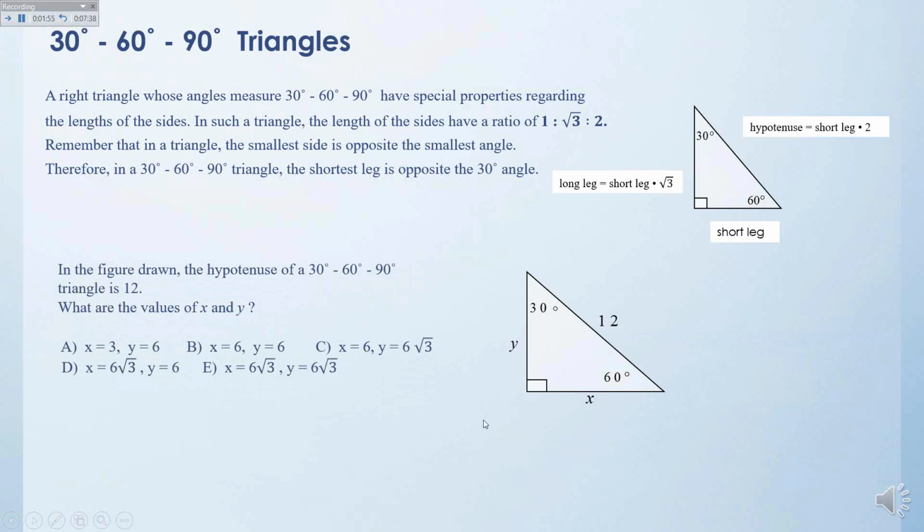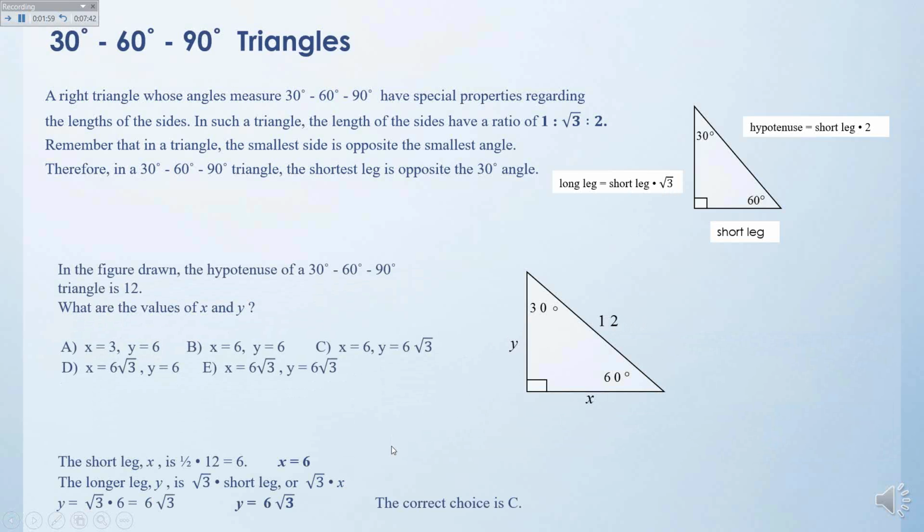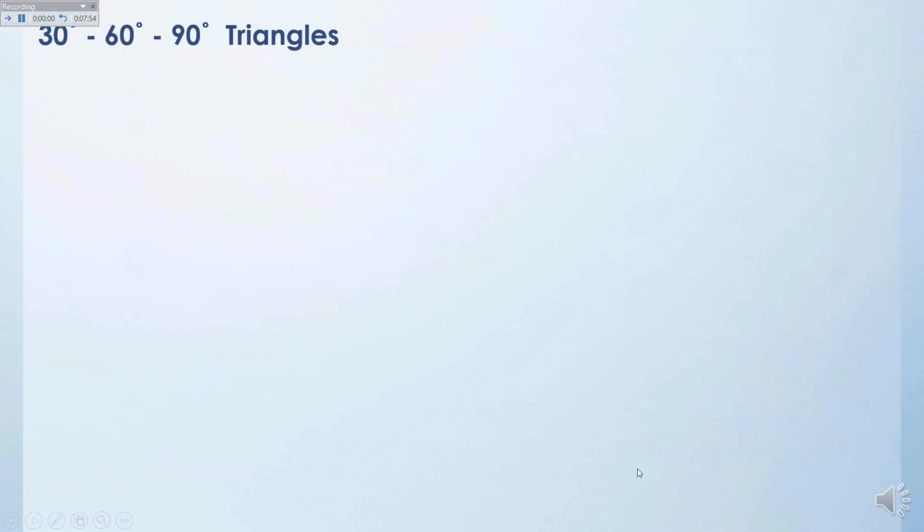Of course, you do have to know that you're looking at a 30, 60, 90 degree triangle. But on this test, you want to look for that first. Don't go straight to the Pythagorean theorem, because once you recognize these, it is so much faster to find the answers, because basically they're just in your head.